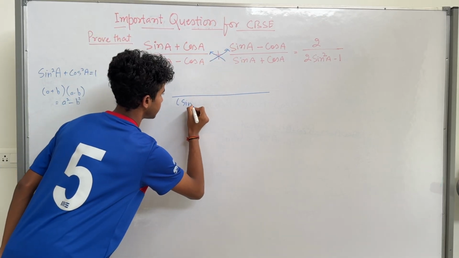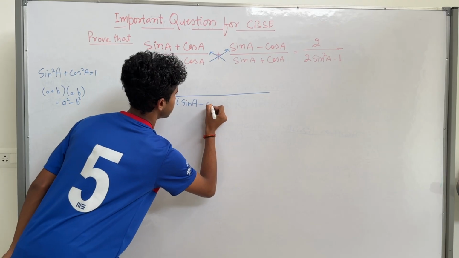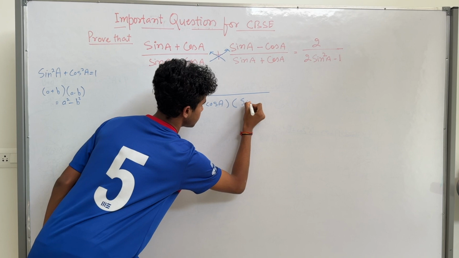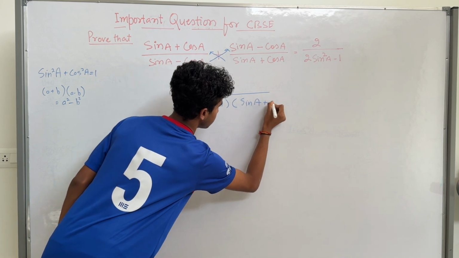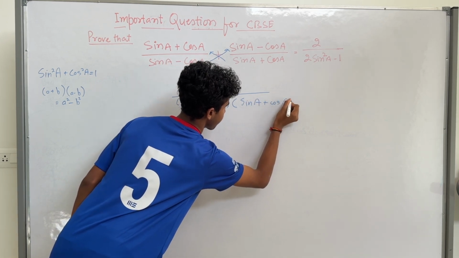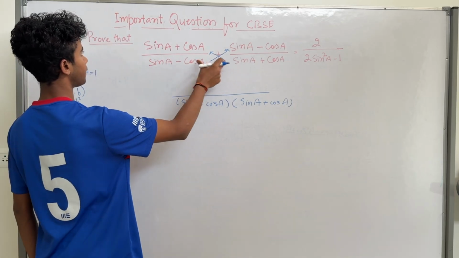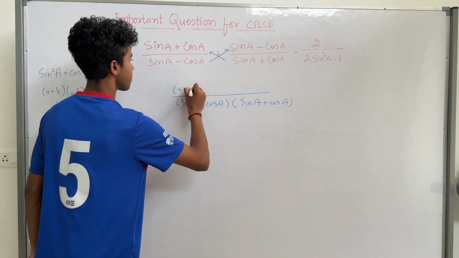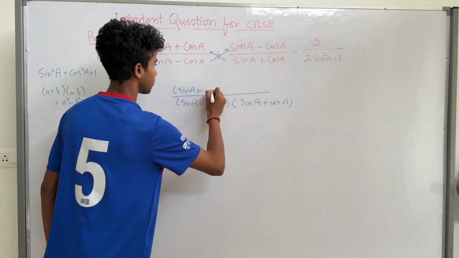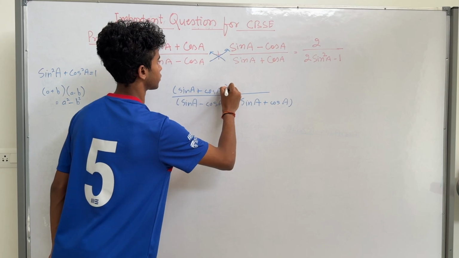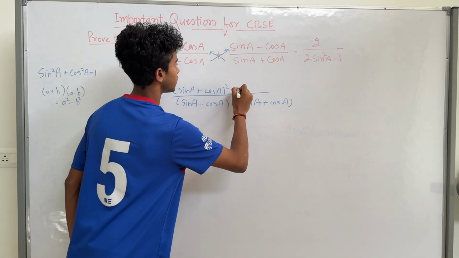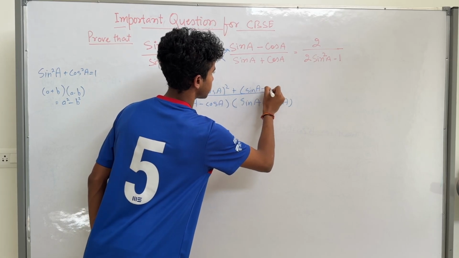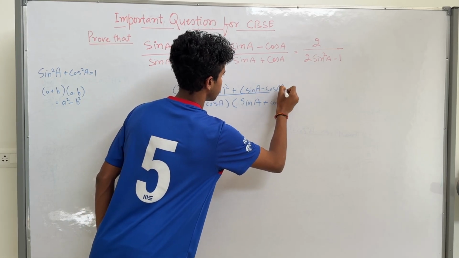The bottom is right: (sine a minus cos a) times (sine a plus cos a). And then on top you're cross multiplying, which will be (sine a plus cos a) whole square plus (sine a minus cos a) whole square.